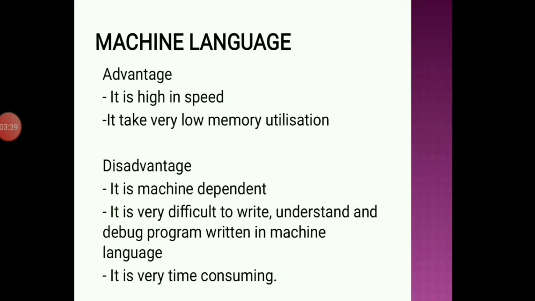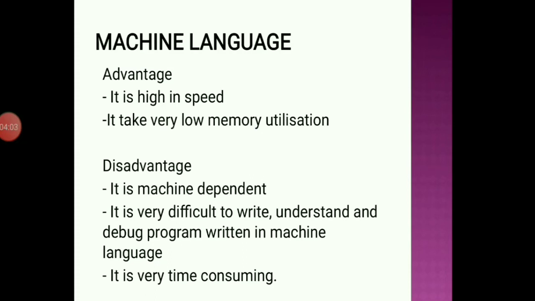Let's talk about the advantages and the disadvantages of this type of language. Here are some advantages. It is high in speed and it takes low memory utilization. As we know, machine language uses 0 and 1, that is the binary code. That is why it takes low memory utilization and its speed is very fast.